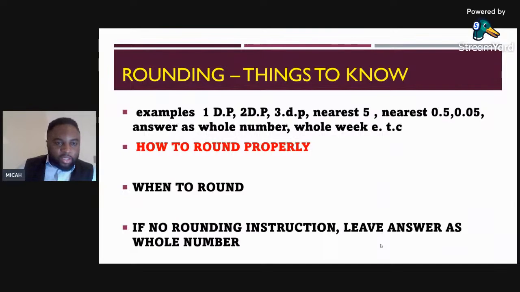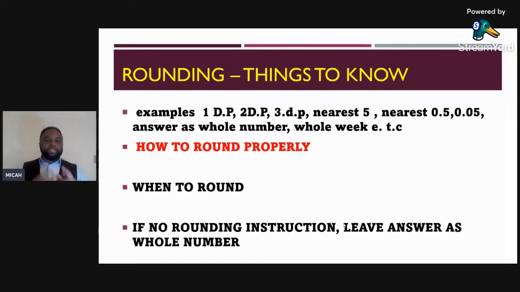Okay, so what we're going to look at today is different examples or different types of rounding. So we have 1 DP, we have 2 DP, 3 DP, nearest 5, nearest 0.5, nearest 0.05, nearest 0.1, round to the nearest whole number or whole week or nearest whole number of days. Things like this. They are going to be in almost every single question in the exam.